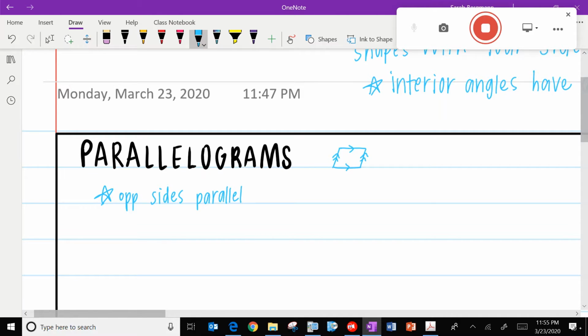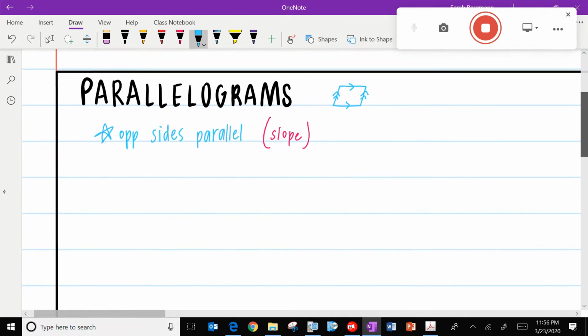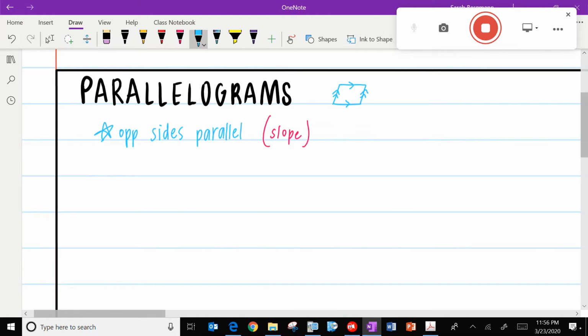We can prove this on a coordinate plane by using slope formula. Remember, if the slope of two lines is the same, that means that they're parallel. So if you check the opposite sides in the shape and they have the same slope, that means that the opposite sides are parallel, which means that it's a parallelogram. Okay, so that's the definition.